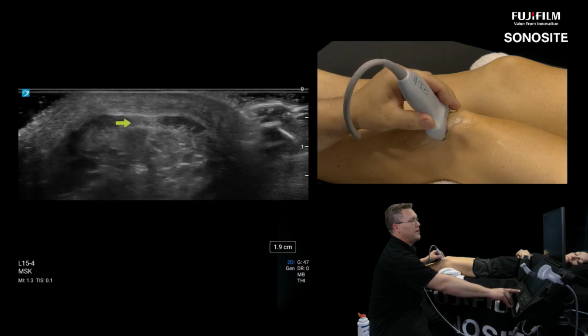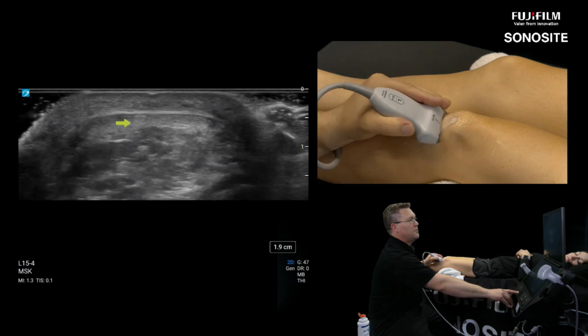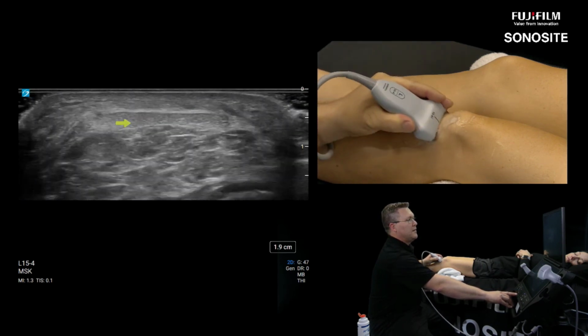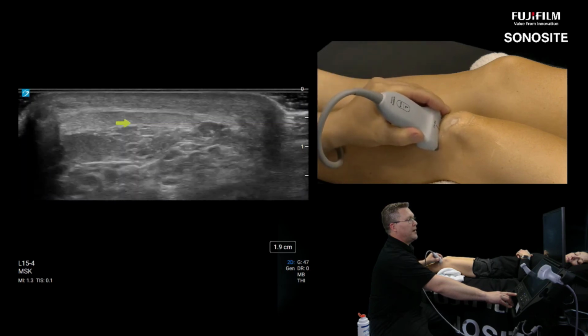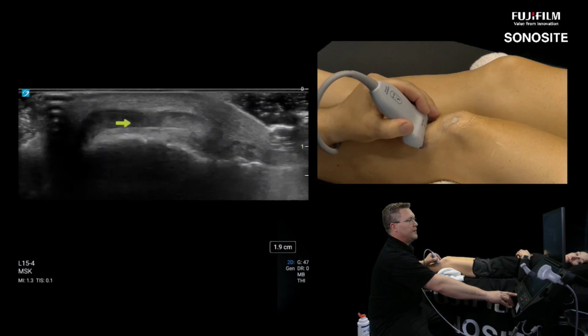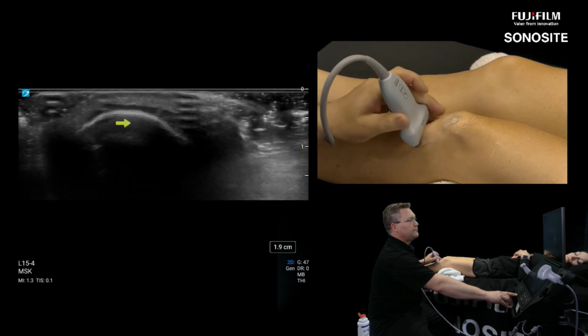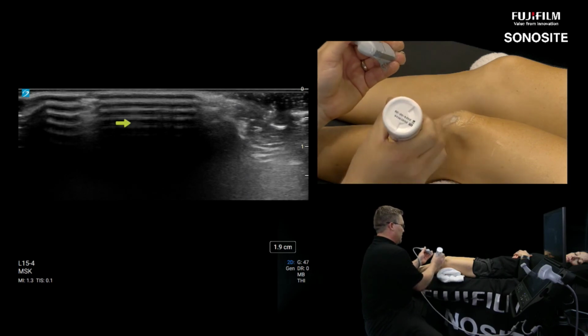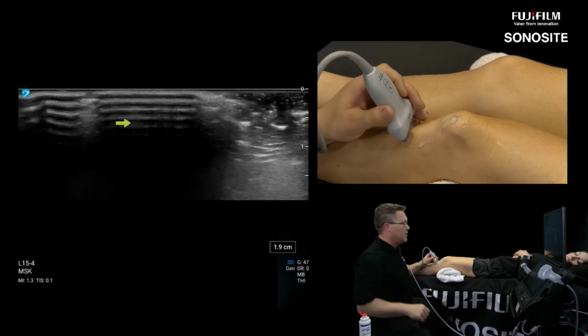brighter hyperechoic fashion. So I'm going to tilt the probe both directions. I think it's easier when you just tilt the handle towards the head. Yeah, getting a lot more anisotropy that way. So just tilt the handle towards the head, and it just helps you scan throughout that tendon. Again, distally, checking out the distal portion, short axis, like that.